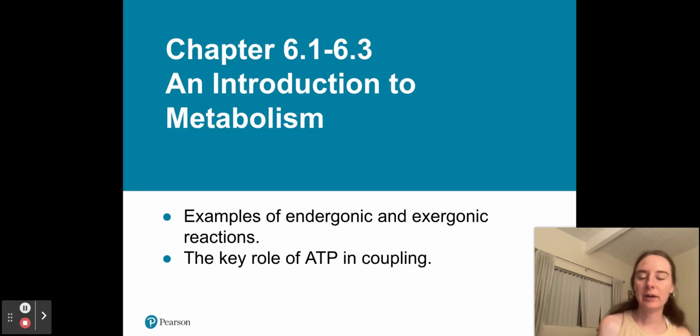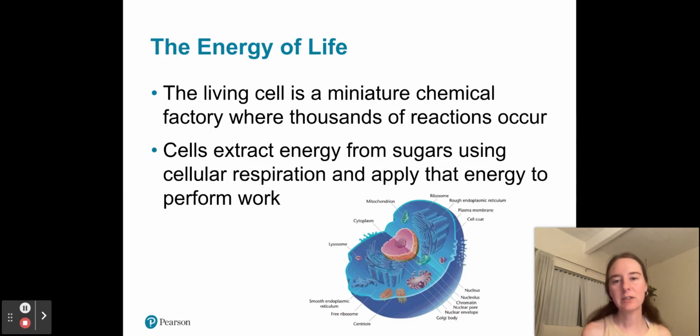We'll also cover these two must-knows in this video, specifically examples of endergonic and exergonic reactions and the key role of ATP in coupling. Before we get to these though, there's a little bit more we need to cover. So let's start with the energy of life.